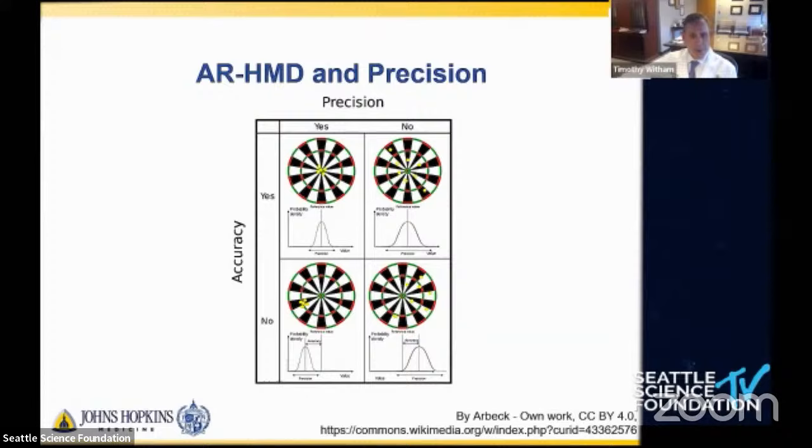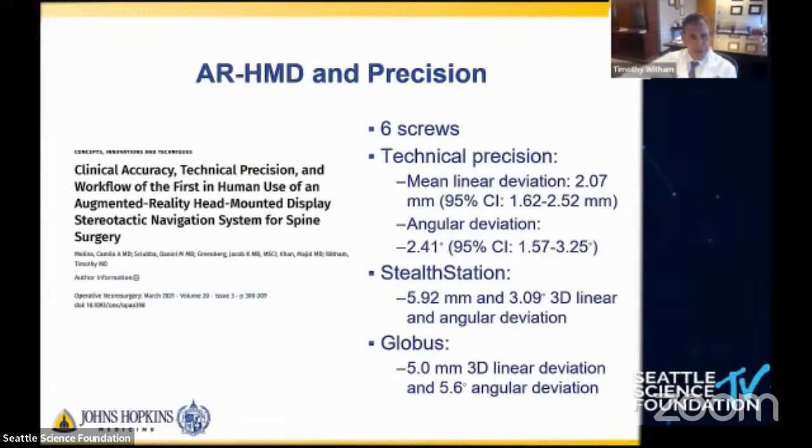And when we did that in this first case, we were able to demonstrate that there is a mean linear deviation of about 2 millimeters, and the angular deviation of those screws is about 2.4 degrees, which compares very favorably to other navigation systems that are available, such as the Stealth Station or the Globus.